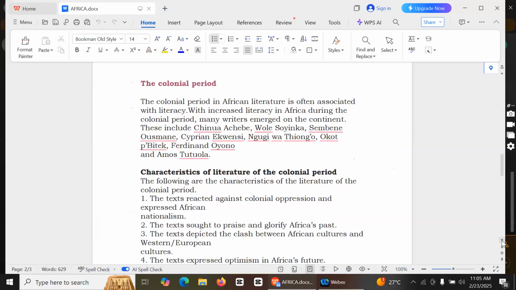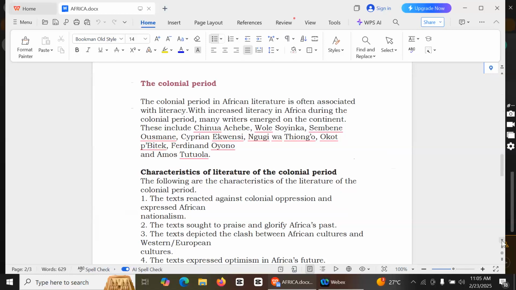The first and foremost is Chinua Achebe, who is the father of African literature, the famous one. We have Wole Soyinka, Sembène Ousmane, Cyprian Ekwensi, Ngugi wa Thiong'o, Okot p'Bitek, Ferdinand Oyono and Amos Tutuola. All those are famous writers that emerged on the continent during this period.